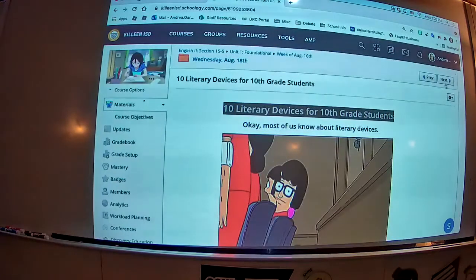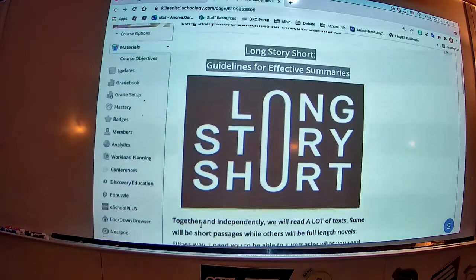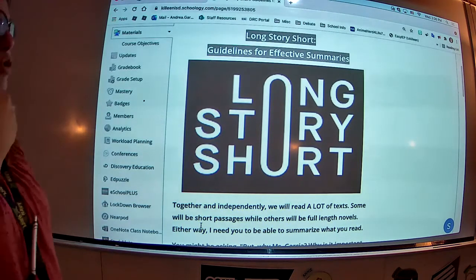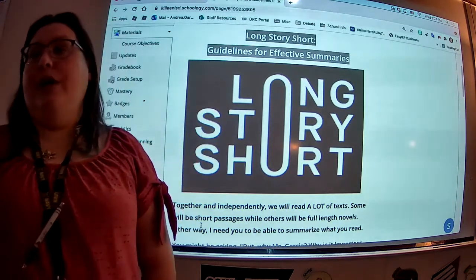All right, perfect. So moving right along. Real quick, I just want to give you some guidelines for effective summaries, because when we annotate, I do ask you to provide me a 2 to 3 sentence summary of the text, and there's a reason. When you are able to summarize something that you've read, that shows that you comprehend it.